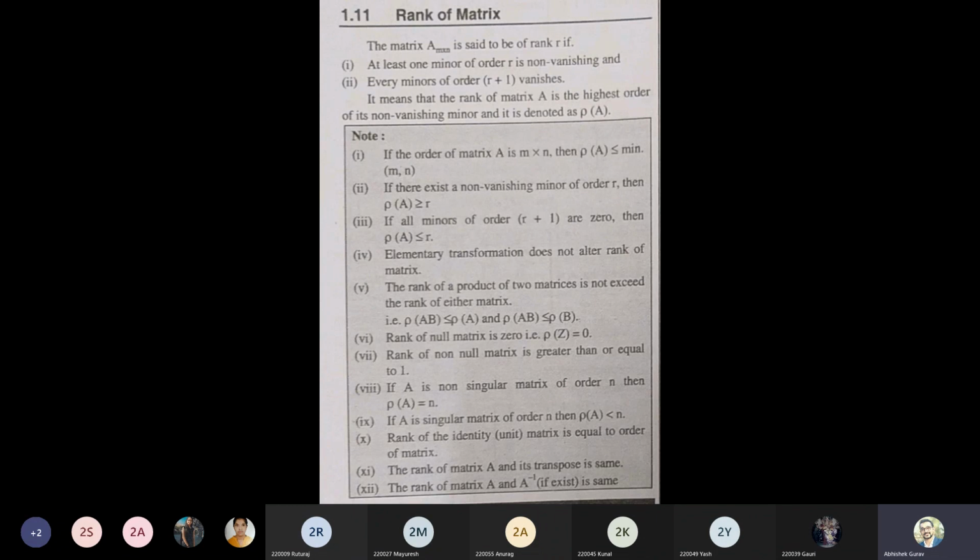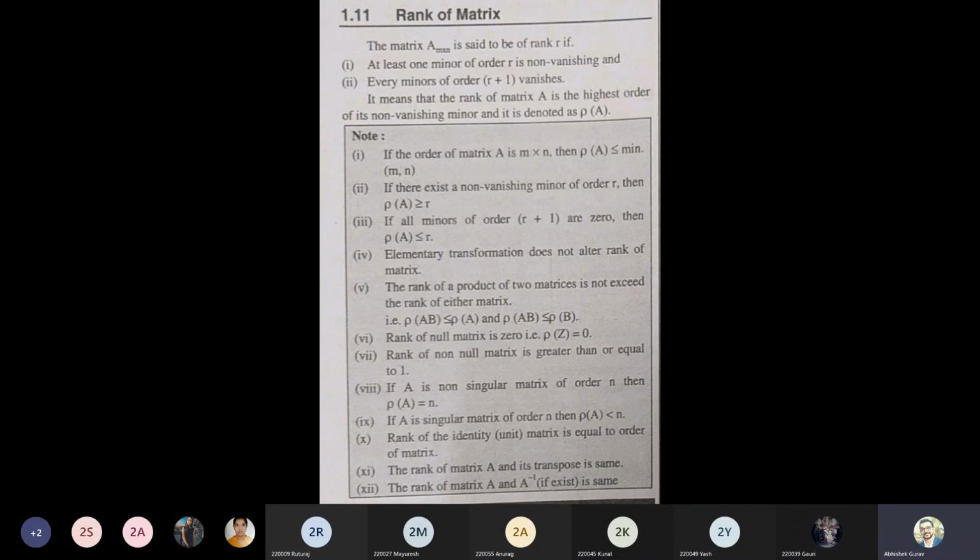Next one, the rank of a non-null matrix is greater than or equal to 1. Clearly, if it is not a null matrix, the rank is at least 1, whereas for a null matrix the minimum is 0. Be clear with that. If A is a non-singular matrix of order n, then the rank is equal to n.